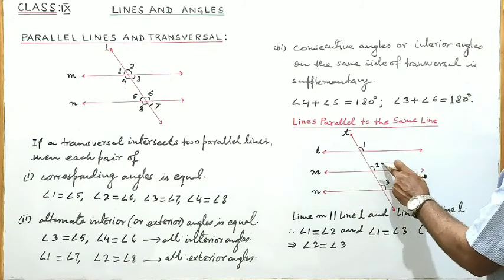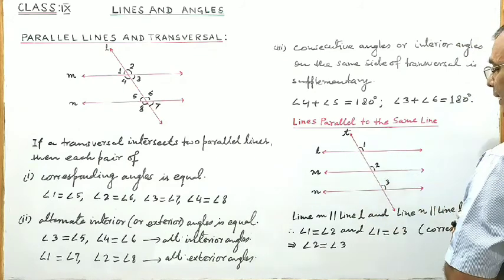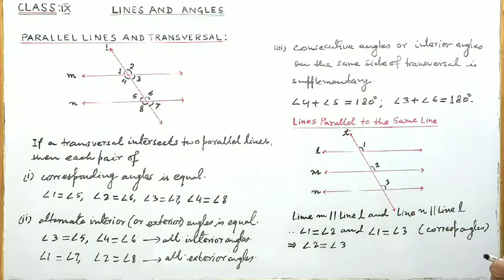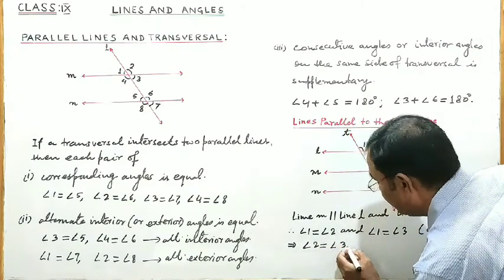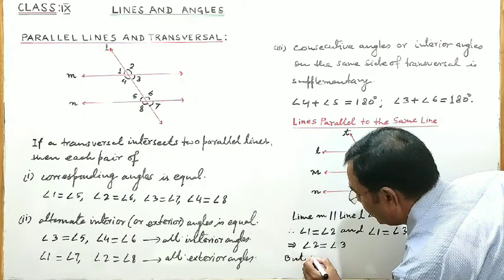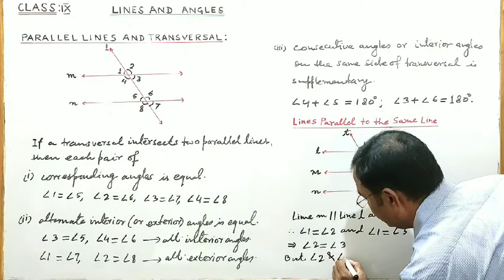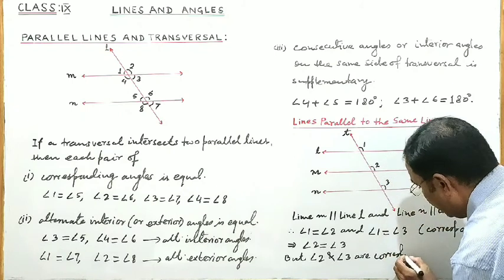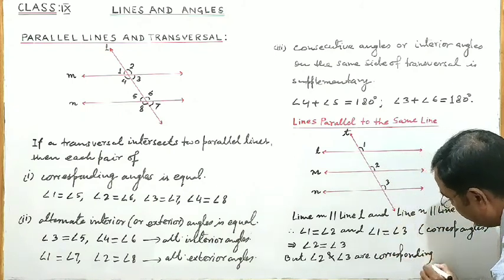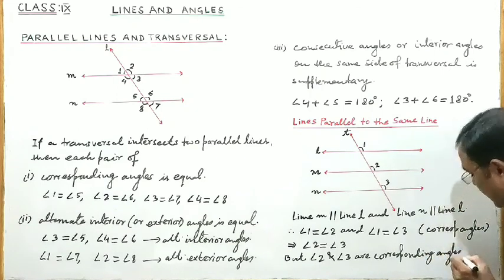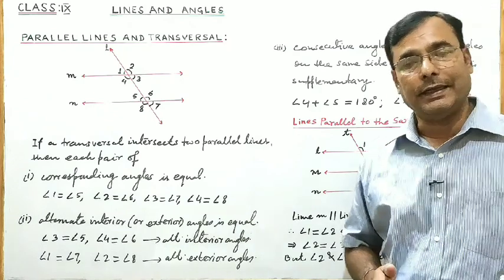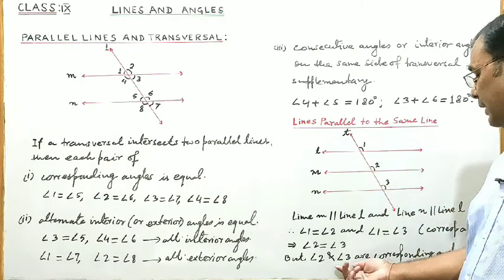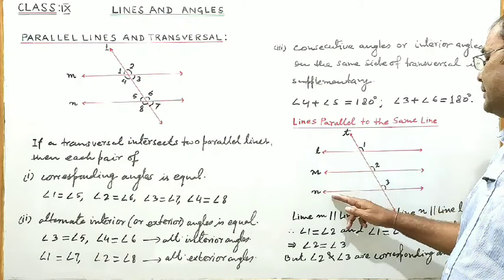Now see in the figure, angle 2 and angle 3 are corresponding angles for the lines M and N with transversal T. So angle 2 and 3 are corresponding angles, and by the converse of the corresponding angles axiom, if a pair of corresponding angles are equal, then the lines are parallel.